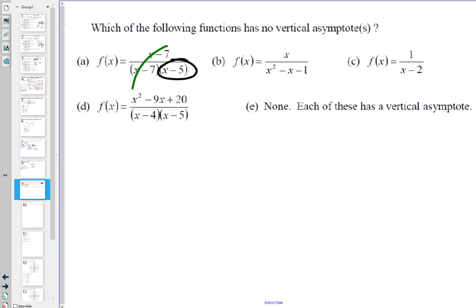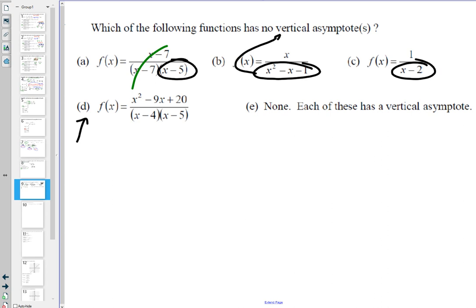For B, yeah, go ahead and factor it if you want, but nothing's going to cancel with the x. There's no x to pull out here. So any discontinuities that come from here would have to be vertical asymptotes. So it can't be that. Here on C, there's nothing to cancel out with that x minus 2. I'm going to have a vertical asymptote at 2 because it can't be a hole.